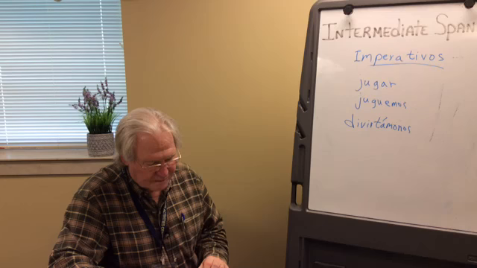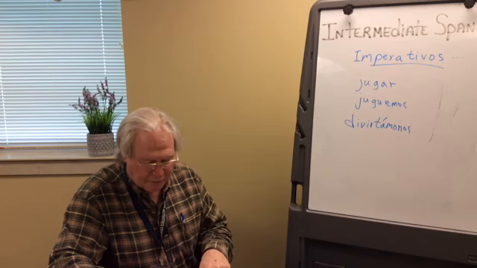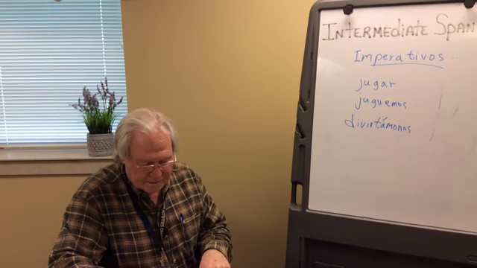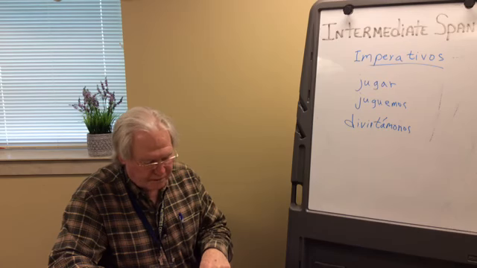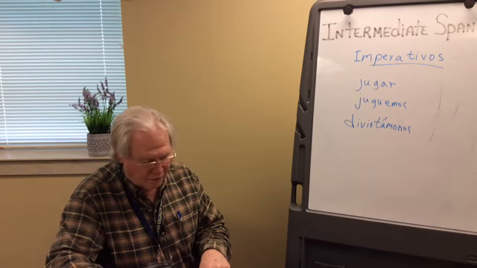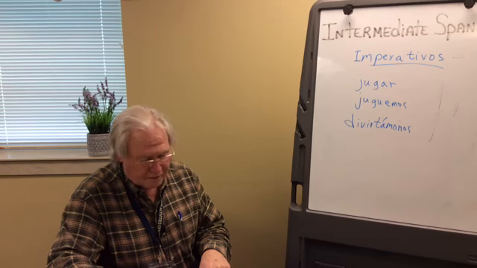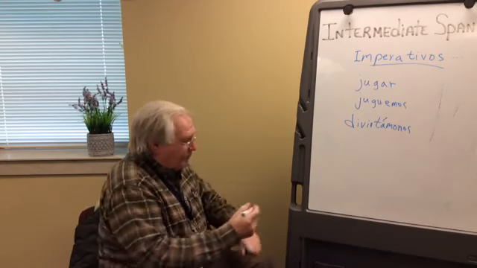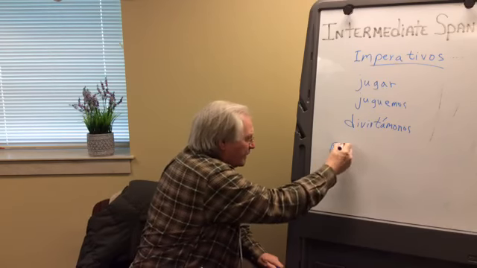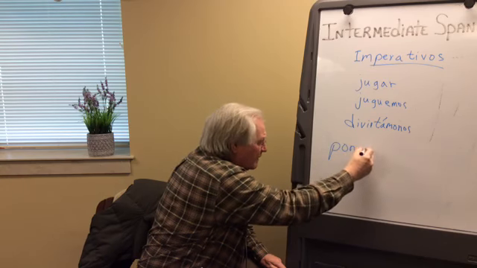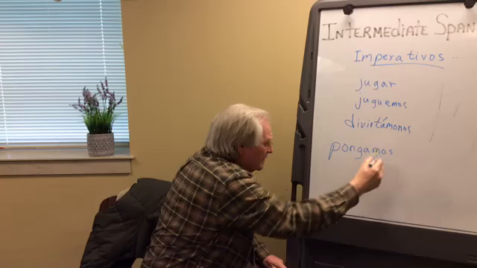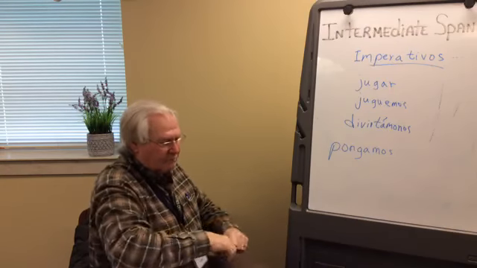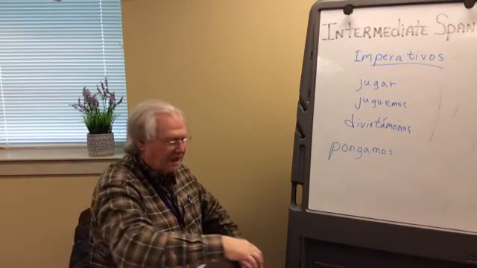Okay, let's go in the next group. Pongámonos el sombrero. Ponerse is put on, and we use the definite article with articles of clothing. And pongamos would be the command form if we were just putting something somewhere. Let's put our books down. Pongamos los libros en la mesa.